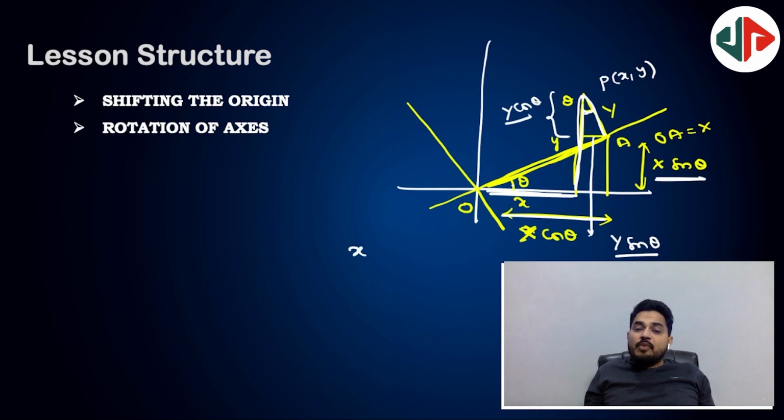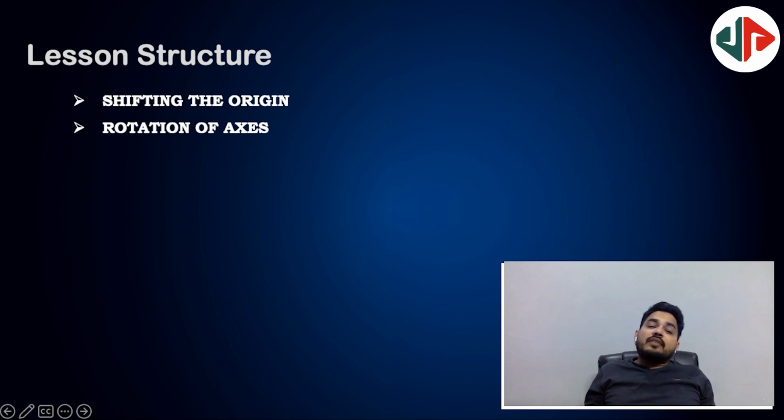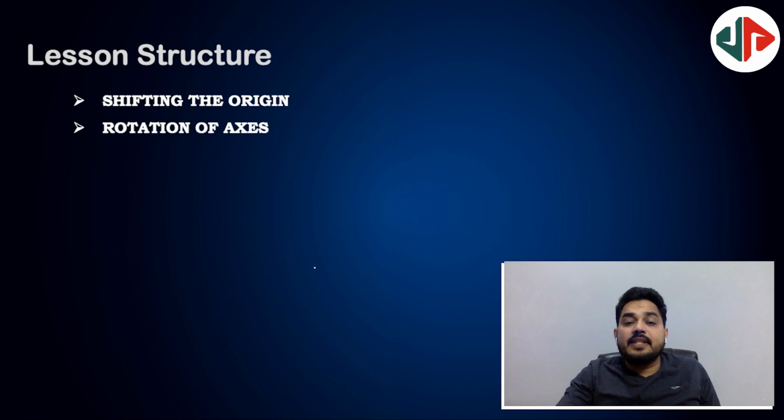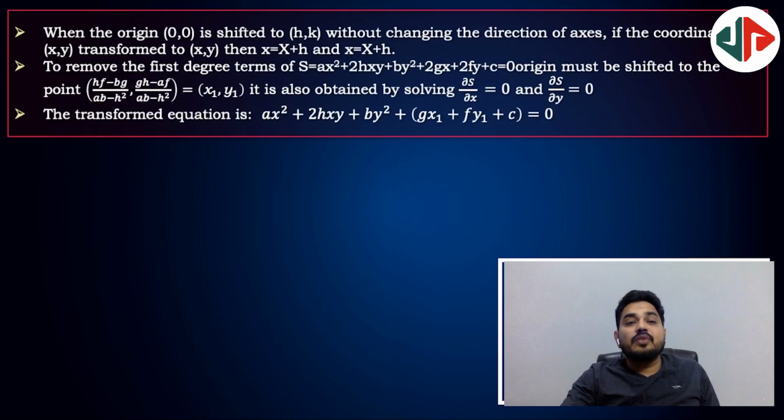So to eliminate the x into y term in any equation, we will go for rotation of the axis. So where to use rotation of axis and where to use shifting the origin? Shifting the origin is used when I want to discuss the x term and y term, and rotation is used when I want to discuss the x into y term.